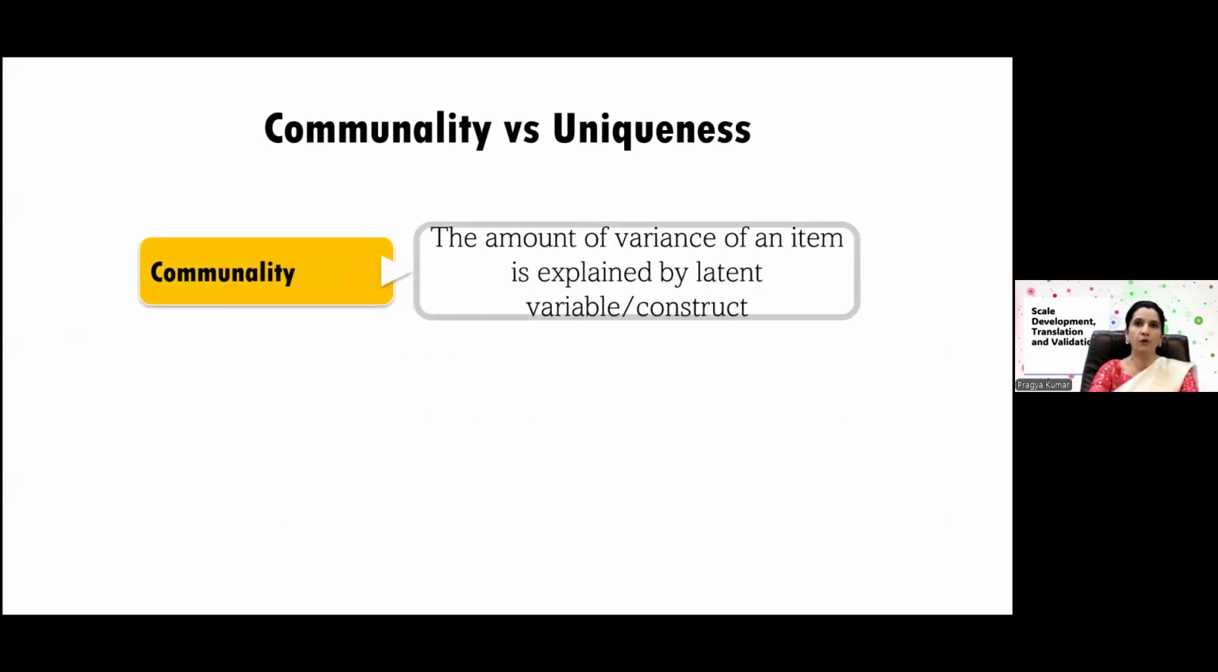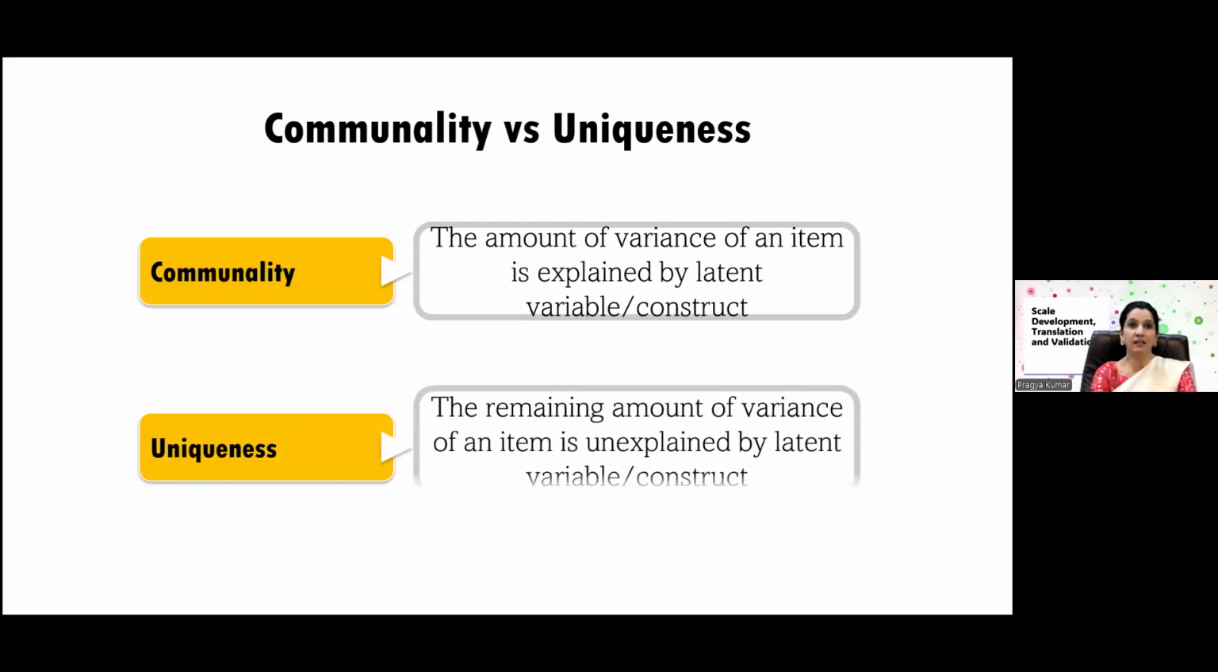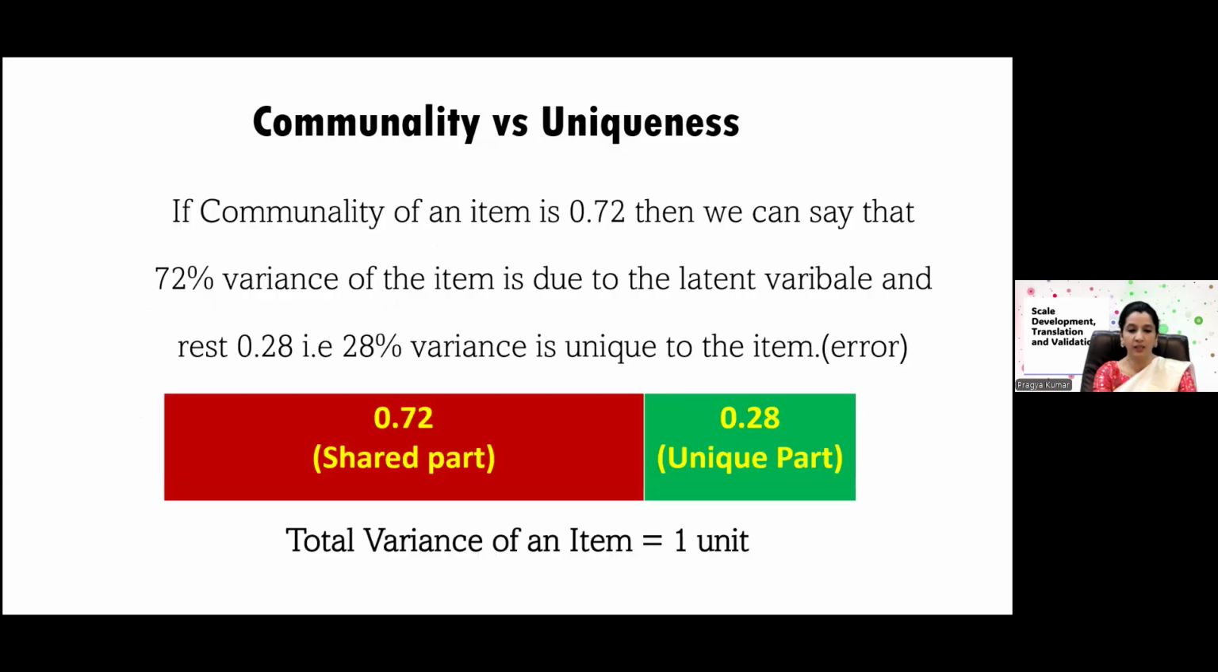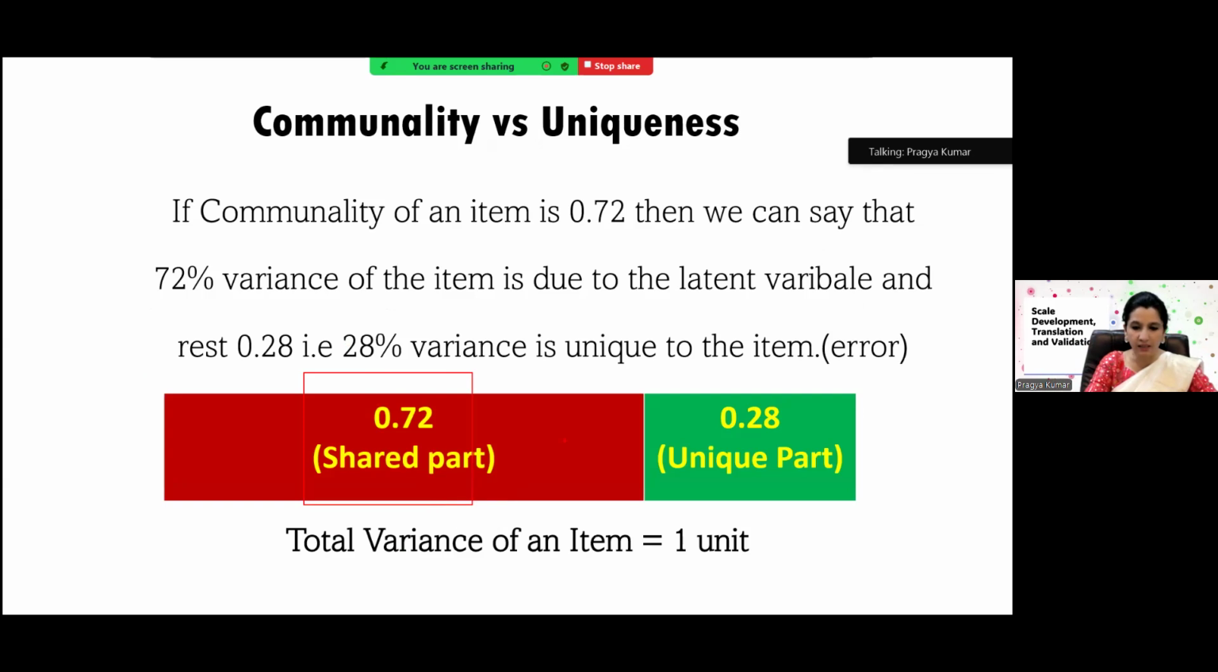Okay, that's okay. So communality is the amount of variance an item can be explained by the latent variable or construct. And uniqueness is the error term, which is the left over, which is not explained by the latent variable or the construct. There are two types of variances: one is shared variance and one is unique variance. Shared variance is known as the communality and unique variance is known as the error.